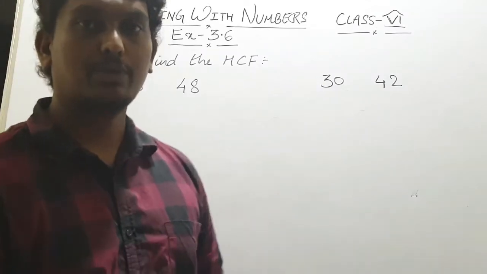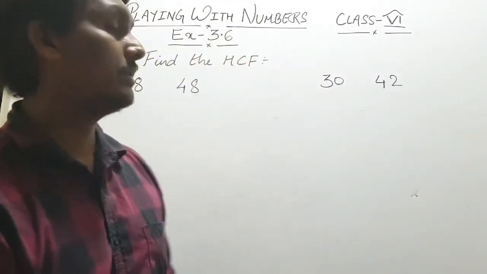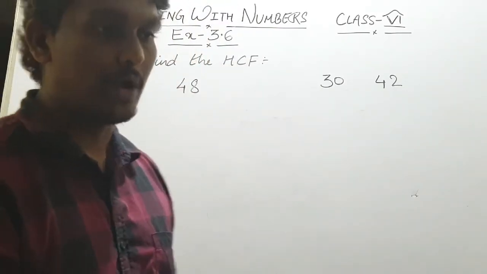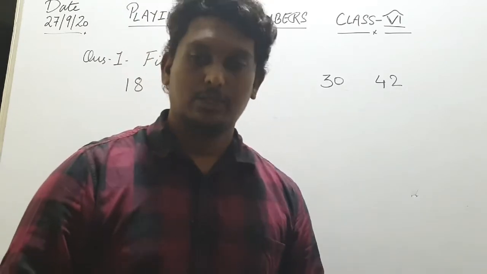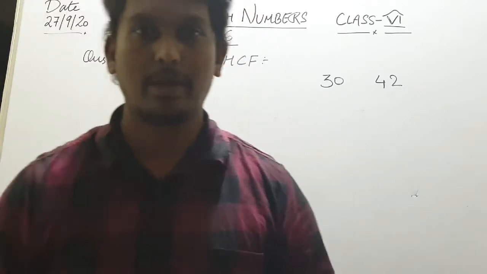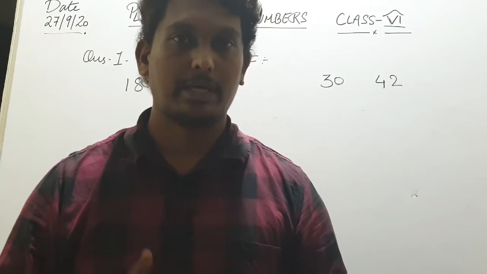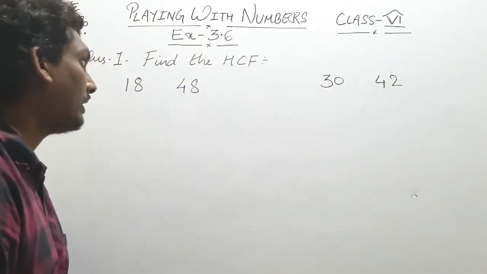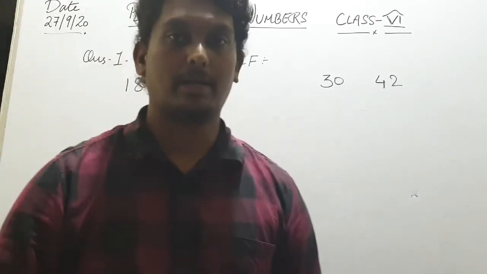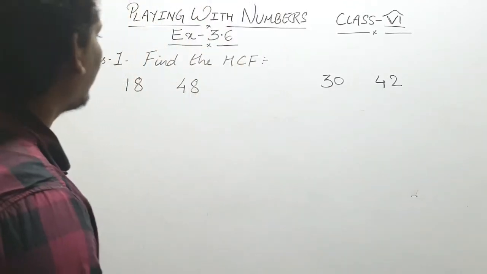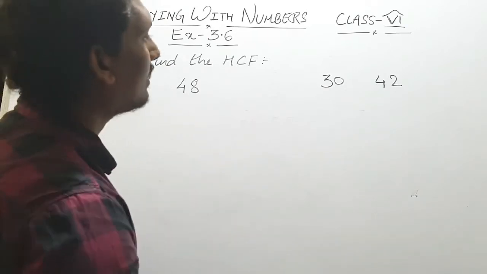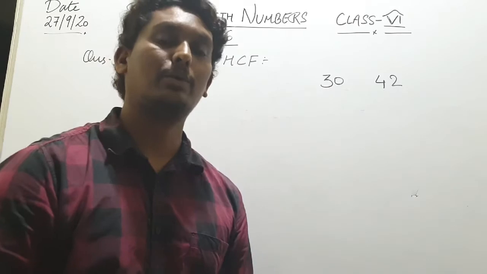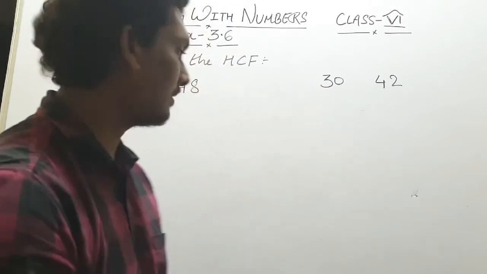Okay, now come to the next question, next exercise, that is 3.6. So here we have to find out the HCF, highest common factor. In the previous video we have learned the difference between the HCF and LCM, right? So in HCF we have to find the factors separately, right? The first question is 18 and 48. The second question is 30 and 42. So here we are going to find out the highest common factor, right?